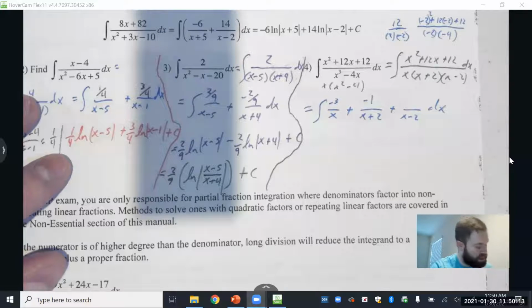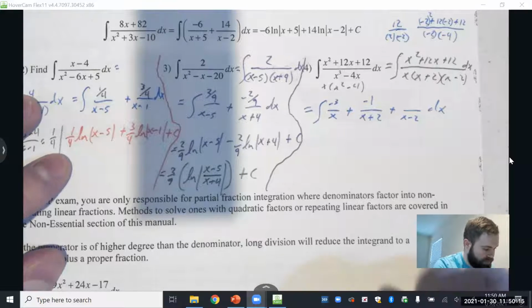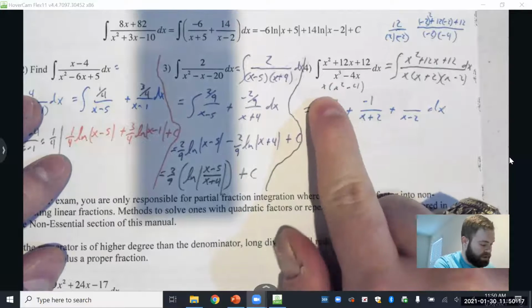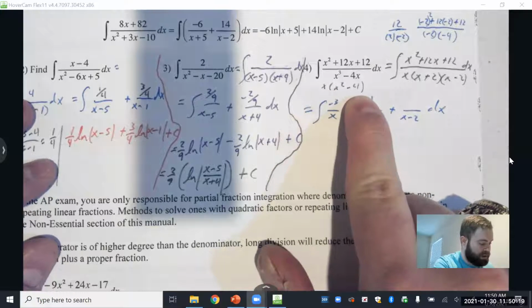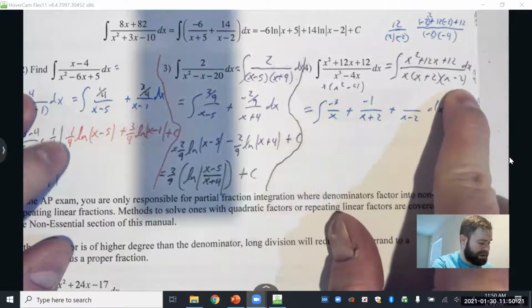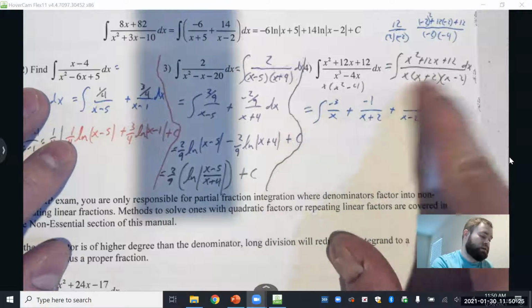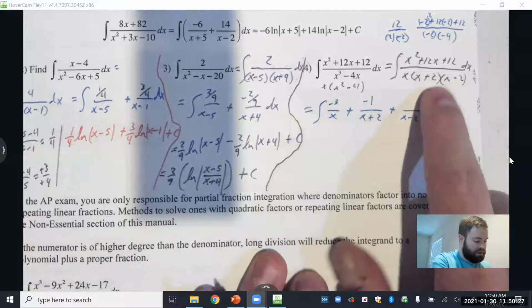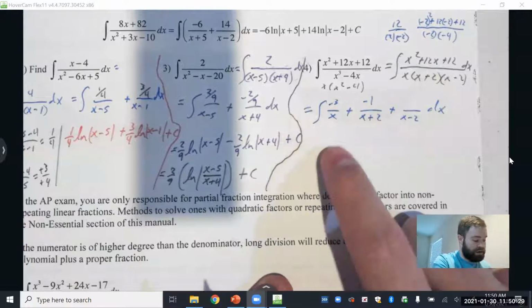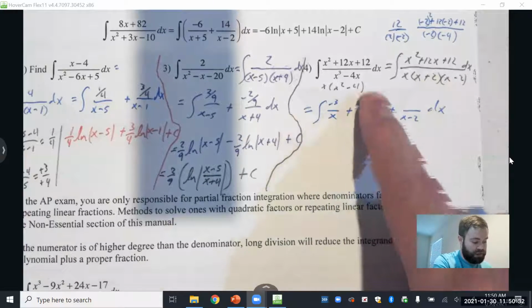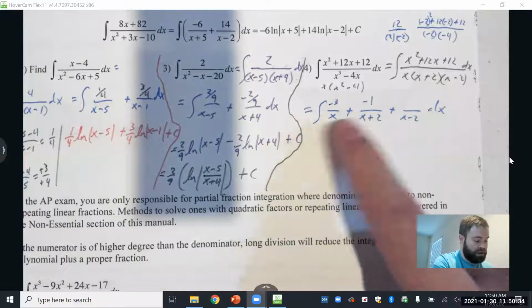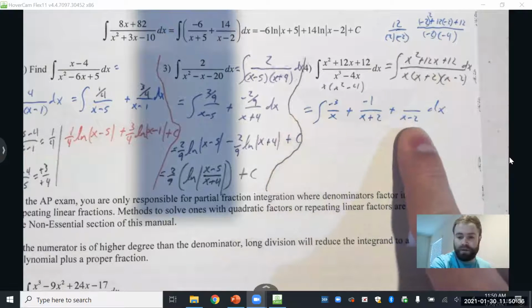Let's go back to sharing and review what you should have gotten. For the bottom, factor out x, and I get x squared minus 4, which factors into x plus 2 and x minus 2. That's what we have when we factor the bottom. When you start doing the partial fractions, we end up with a number over x, a number over x plus 2, and a number over x minus 2.